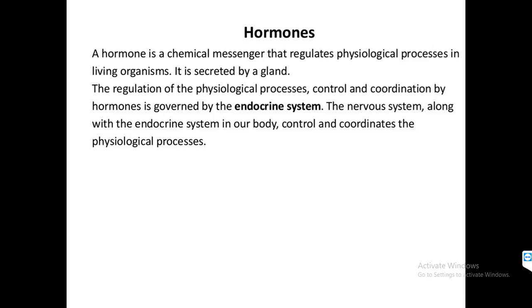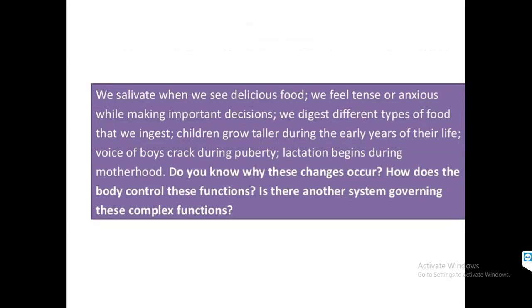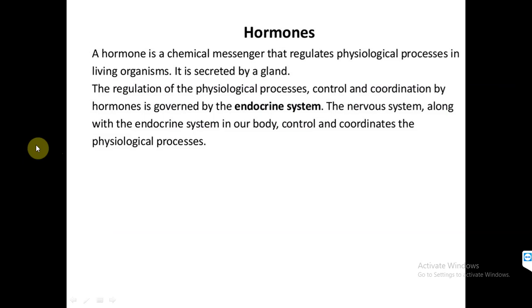And what are the parts from which they are secreted? The glands. So various glands are responsible for the secretion of various hormones. The regulation of the physiological processes, the control and coordination by hormones is governed by the endocrine system. So now the last question that was asked in the slide, what is the function that is governing these complex functions? So the answer is the endocrine system.